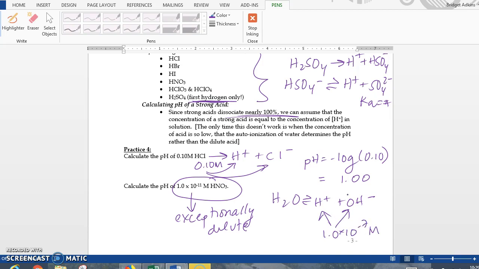So this reaction is actually more important than having this tiny little concentration of HNO3 in solution. So for the exceptionally dilute case, this is the equilibrium that takes over. And you would just say your pH is equal to 7, because this is dominating, not that. So typically, if your concentration is less than 10 to the negative 7, the autoionization of water will take over and you ignore the acid.